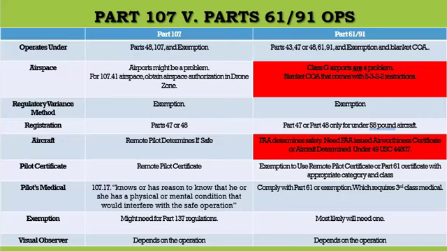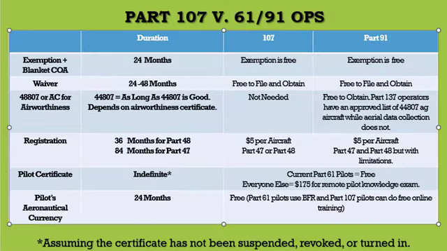Do you need a visual observer? It depends on the operation. The vast majority of the time it's a no. And also under 61.91, with the newer style type of exemptions coming out, they don't require a visual observer, but there might be certain other exotic type of operations that might require it, depending upon if you're doing something very exotic. But 99% of the time, it's pretty much no.